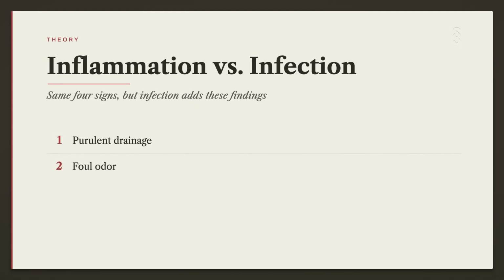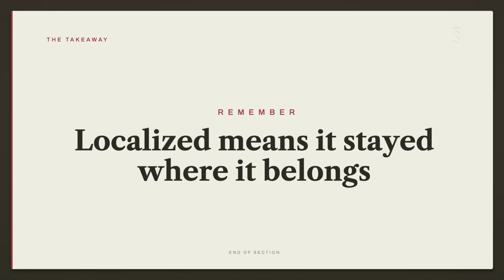A sterile surgical incision shows the same 4 signs with no organism present, but purulent drainage, foul odor, fever, and an elevated white count signal that infection has developed. The word localized matters because it tells you the response has stayed contained rather than becoming systemic. Pink, warm, mildly swollen incision edges with no drainage or fever are simply expected healing, not a complication.